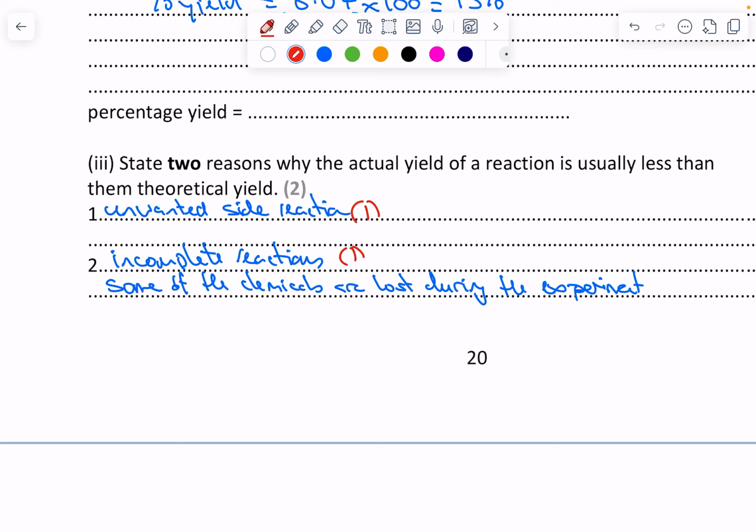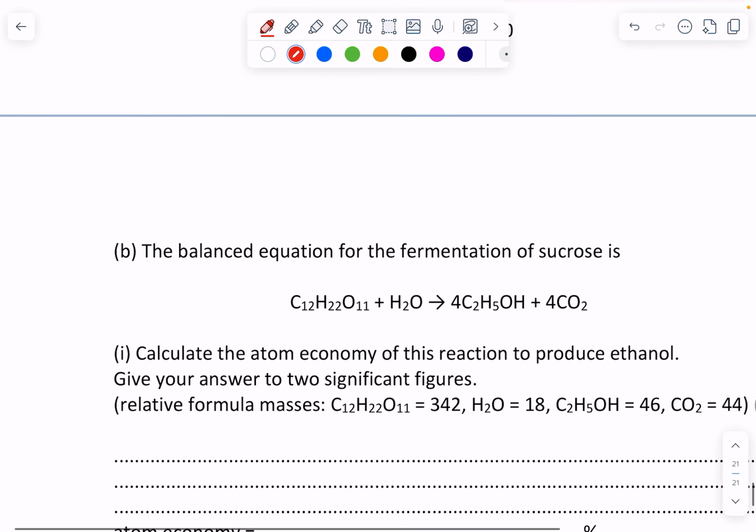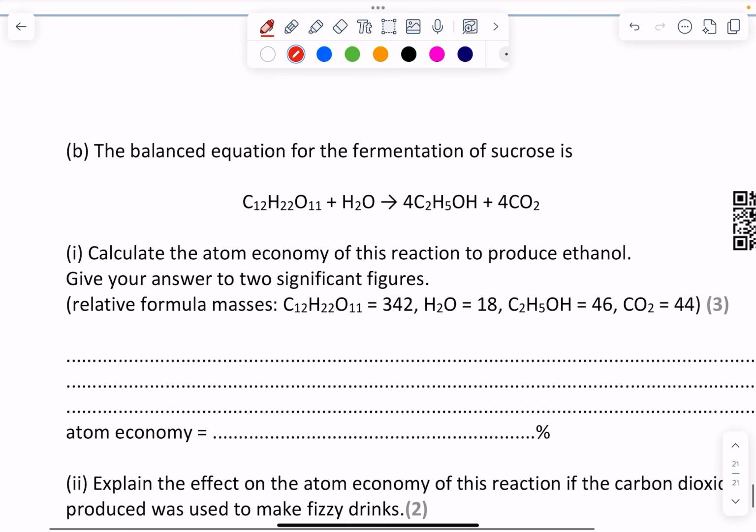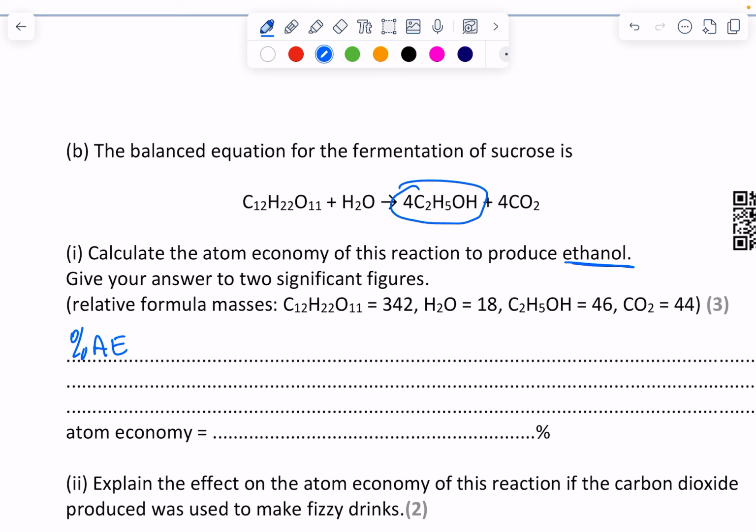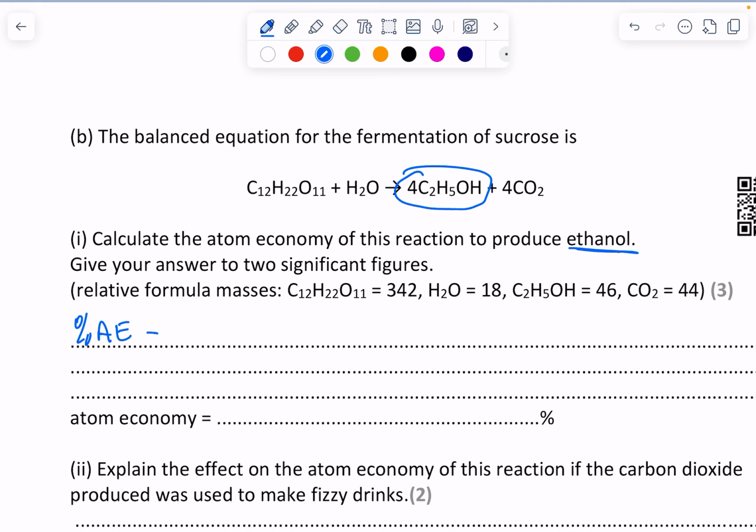Okay, next little bit, let's have a look. It wants us now to work out the atom economy. So atom economy in this type of reaction, I'm just going to show it as AE. What we have to do is understand what the desired product is, and it wants us to calculate the atom economy for ethanol. So there is my ethanol. So if I'm going to work this out, I've actually got 4 lots, because the equation's got 4 there. I've got 4 lots of ethanol, and ethanol is 46. So my first calculation to do is work that out.